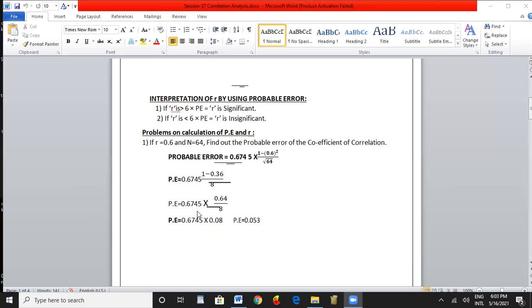Probable error is equal to 0.6745 as it is, and you deduct the 0.36. What is 0.36? It is R squared, where R is 0.6. 0.6 into 0.6 is 0.36. Deduct it from 1: 1 minus 0.36 gives 0.64, divided by 8. You first divide 0.64 by 8, and you will get 0.08.